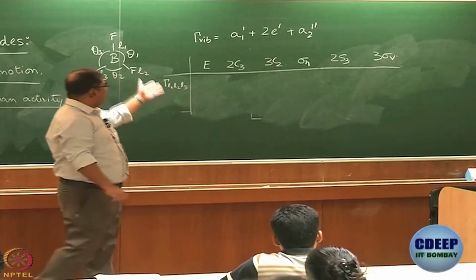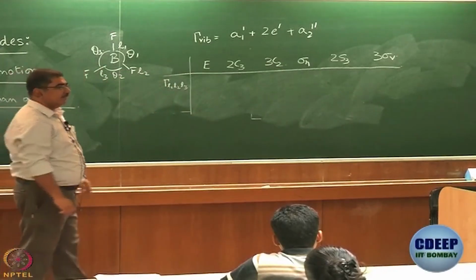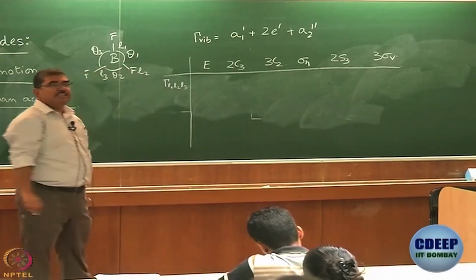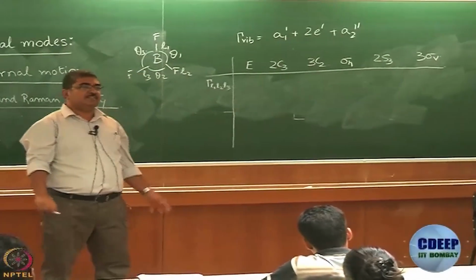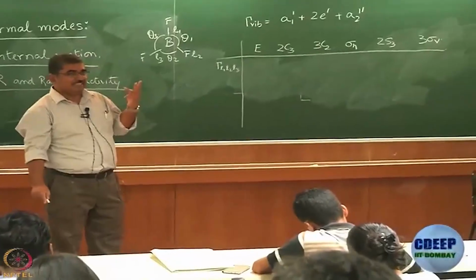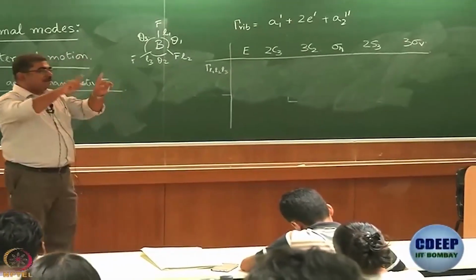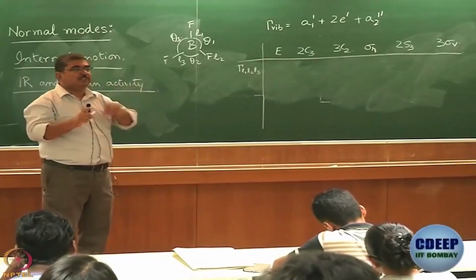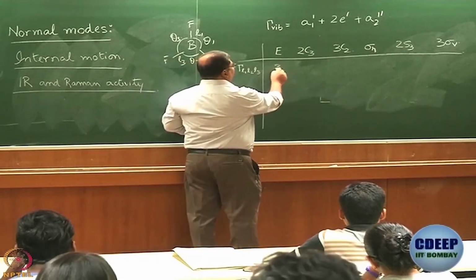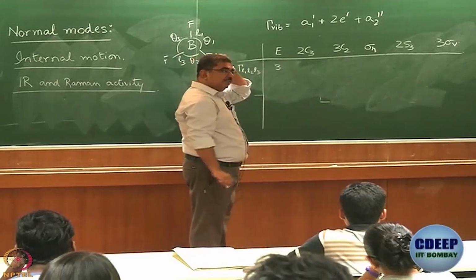So, what will be the character for E? What is the character for E? There are 3 coordinates, 1 for each, right. Remember, what is the matrix? 1 0 0, 0 1 0, 0 0 1. So, character is 3. Remember, character of E is equal to the dimensionality of the representation.